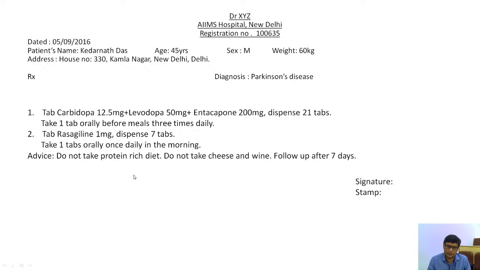particular case, like the patient needs to be told that he should avoid taking a protein rich diet. Protein rich diet decreases absorption of levodopa, carbidopa, as well as decreases the drug which enters from peripheral circulation and crosses the blood-brain barrier. Similarly, we have to tell the patient not to take cheese and wine. What is the relevance of this instruction?